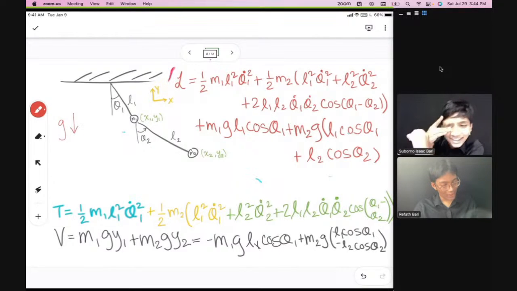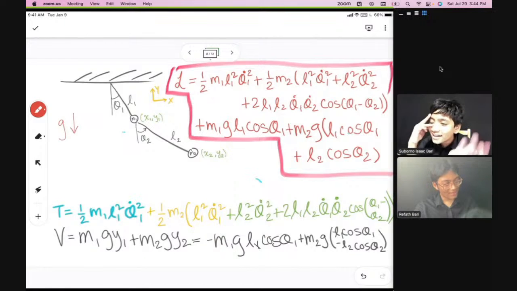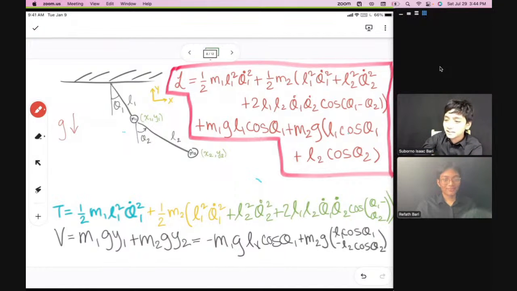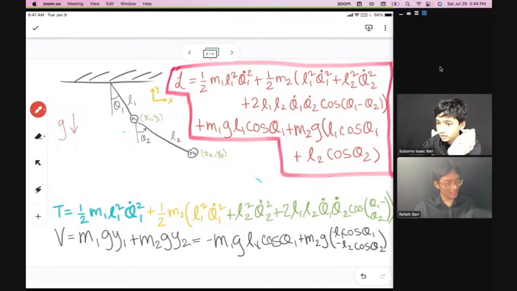So this is great. So if you're having fun, ladies and gentlemen, then that's the intended effect. So let me do this again. Right, and Aruna Baitra says that is great to understand. Indeed it is. Indeed it is.